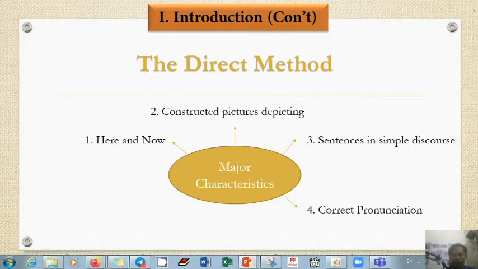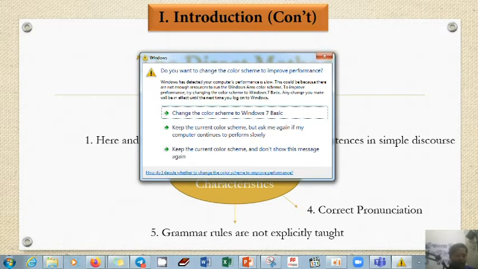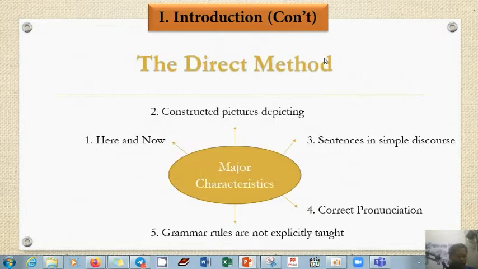Okay, and number 4, correct pronunciation. You know already that we focus on pronunciation very carefully, meaning we focus on speaking and pronunciation much more than writing. Grammatical rules are not explicitly taught. We don't really focus on the grammar rules or the sentence structures. Number 5, read text: we also have a text or passage included in the direct method as well.